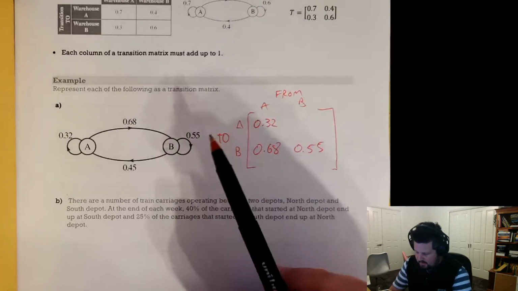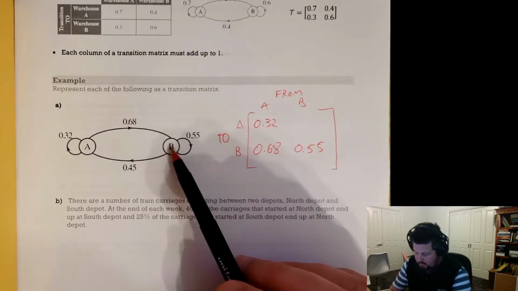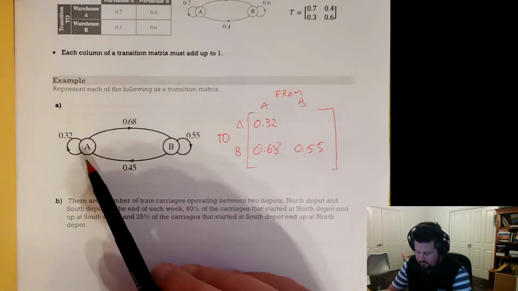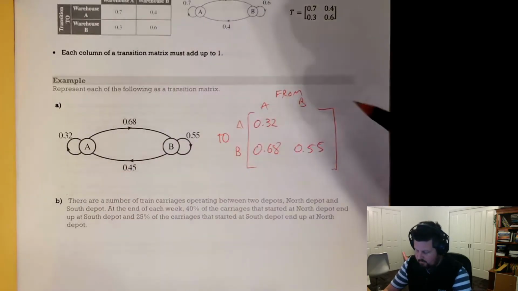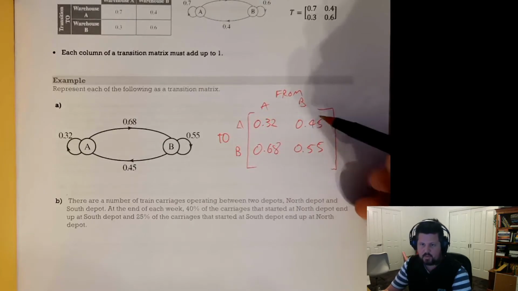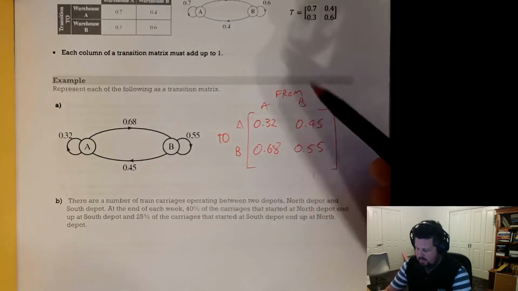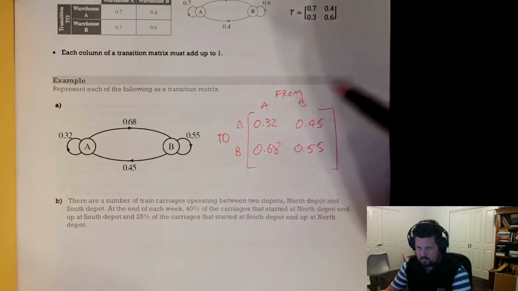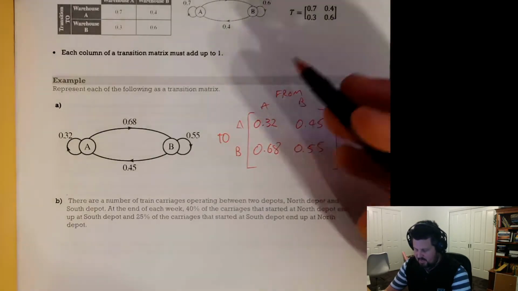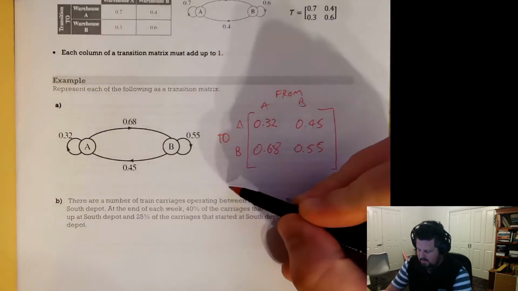And if you are starting at B, so you're coming from B and you are going to end up at A, it's 0.45. Again, that adds up to 1 there. Now, some people are tempted just to leave it like that. That's not the transition matrix, that's just putting it into a sort of table. The transition matrix for this data would be as follows.